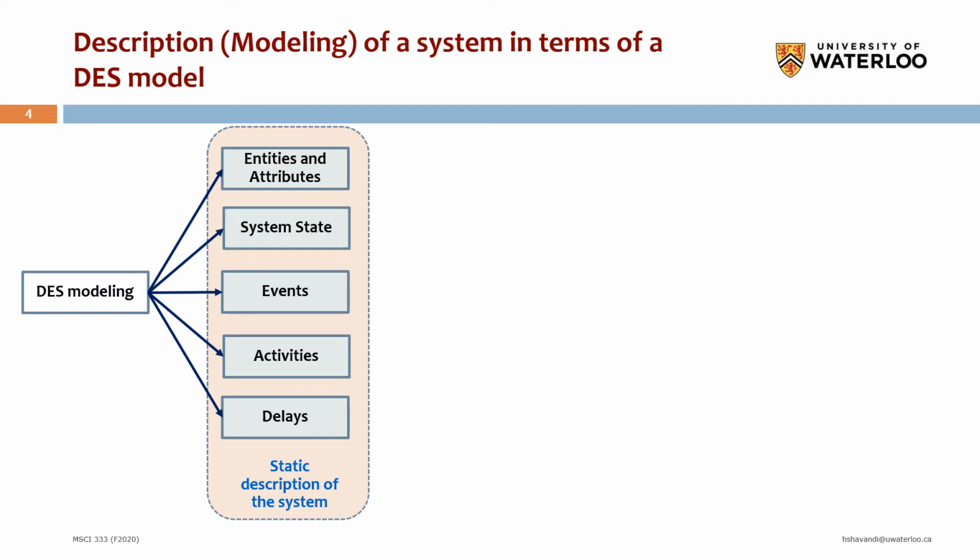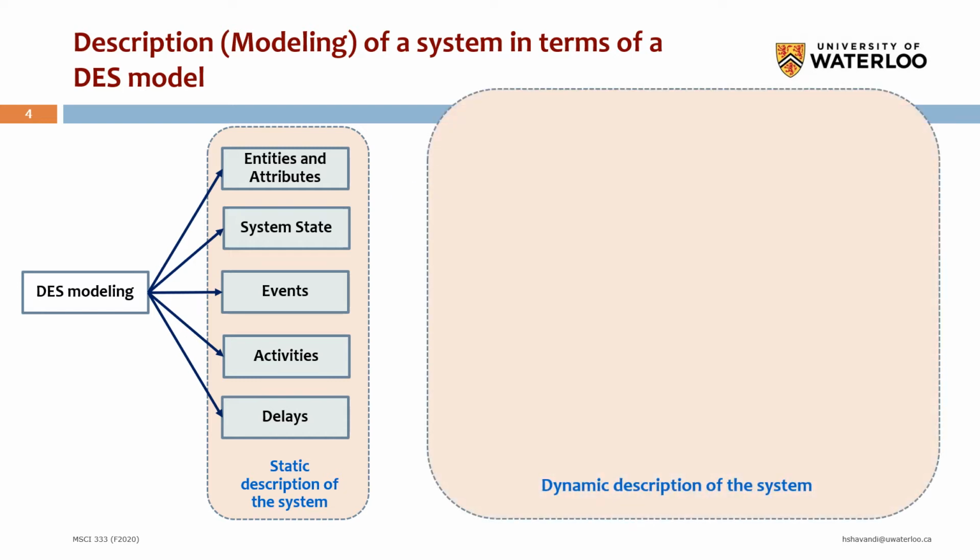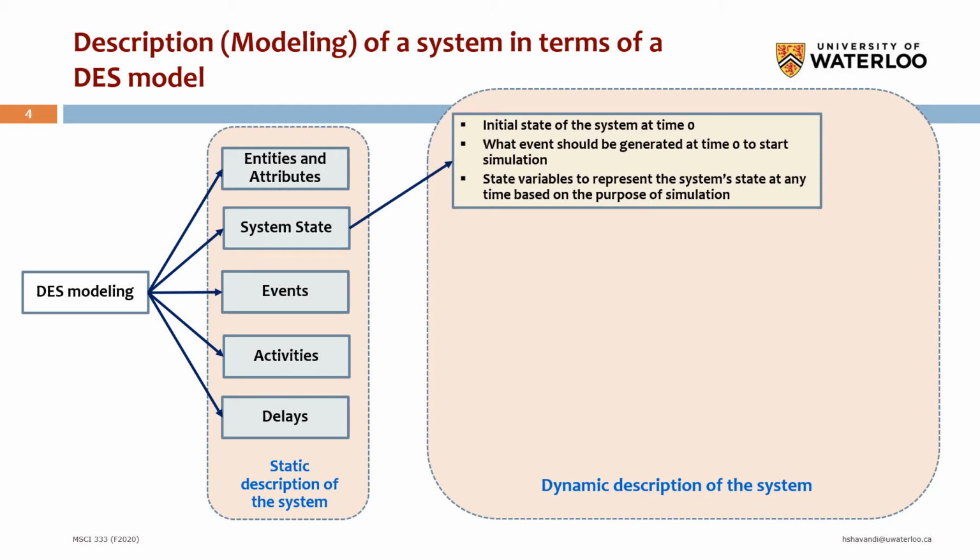Then we need to go for the dynamic behavior of the system. For system state, we need to obtain the initial state of the system at time 0. What event should be generated at time 0 to start the simulation? So what's the initial status and how will the simulation be started? What event will trigger the start of the simulation, and what kind of state variables do we need to define in order to describe the system's dynamic state?